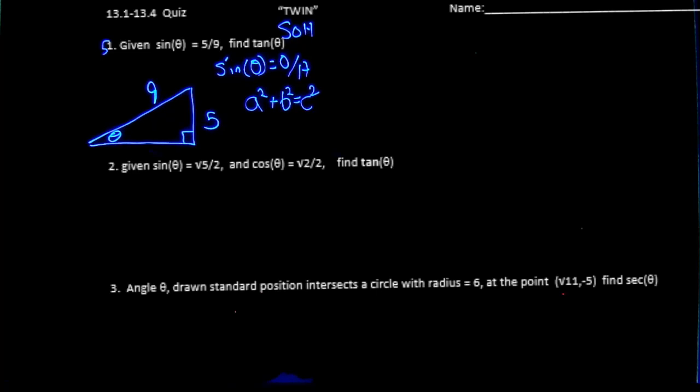Now I don't know this side. My b's have a tendency to look like 6's, so I always call the missing side a. A squared plus 5 squared is 81.